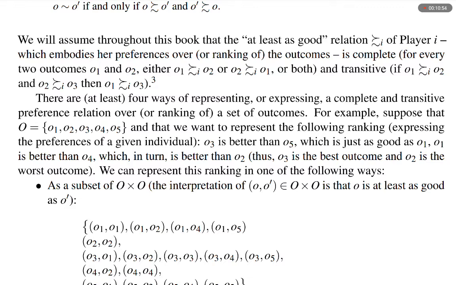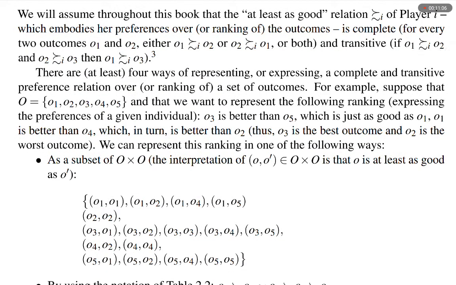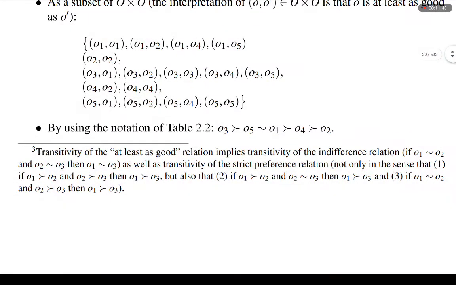We can represent this ranking in one of the following ways. First, as a subset of O × O, where the interpretation of (O, O′) being an element of O × O is that O is at least as good as O′. The set is {(O1,O1), (O1,O2), (O1,O4), (O1,O5), (O2,O2), (O3,O1), (O3,O2), (O3,O3), (O3,O4), (O3,O5), (O4,O2), (O4,O4), (O5,O1), (O5,O2), (O5,O4), (O5,O5)}.